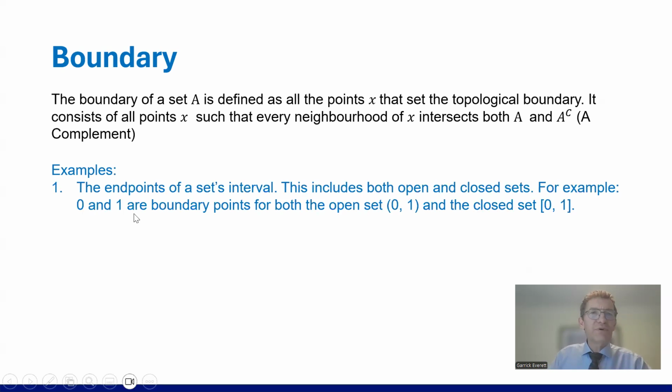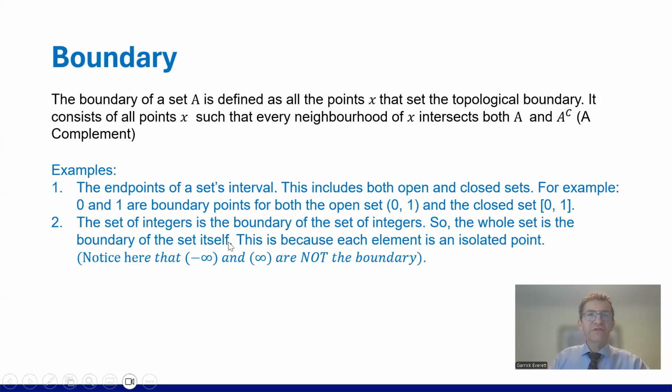Examples. The endpoints of a set's interval. So this includes both open and closed sets. For example, 0 and 1 are boundary points. So look at the boundary points of both the open set (0, 1) and the closed set [0, 1]. 0 and 1 are the boundary points of both the open set and the closed set.